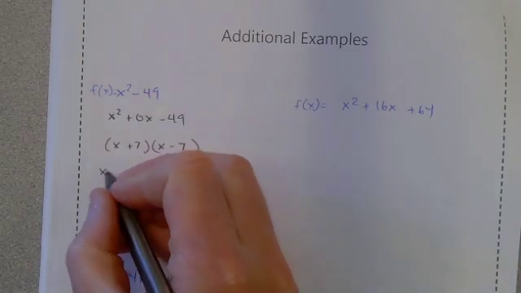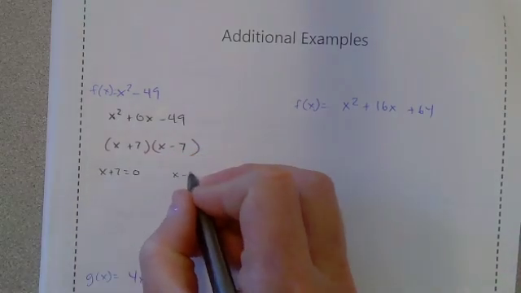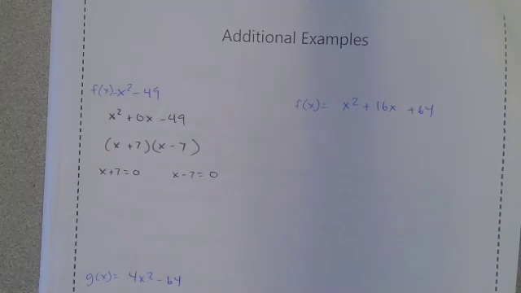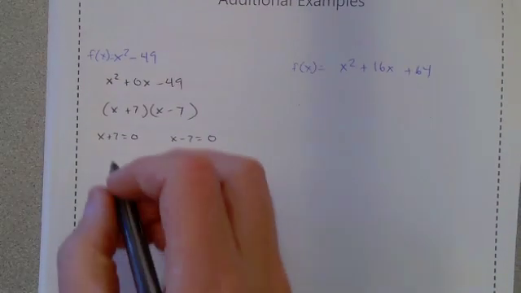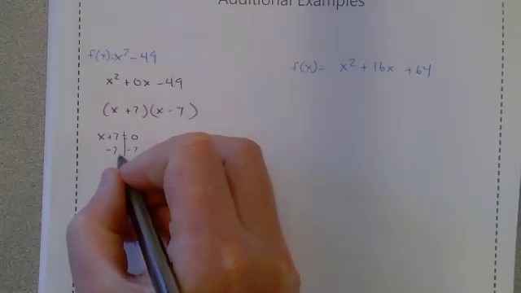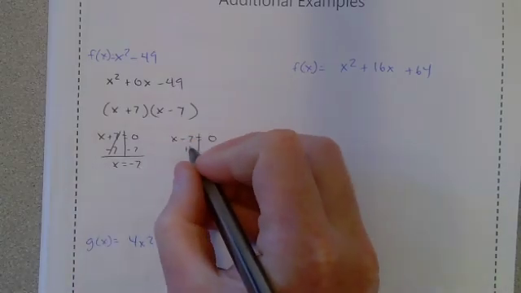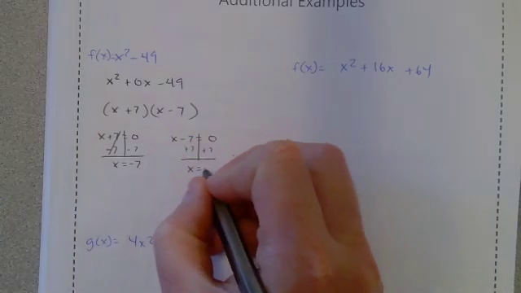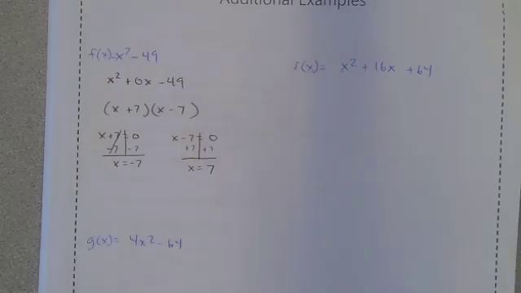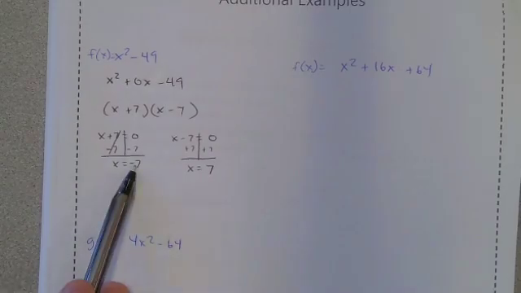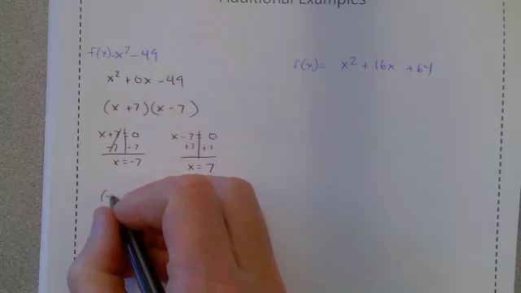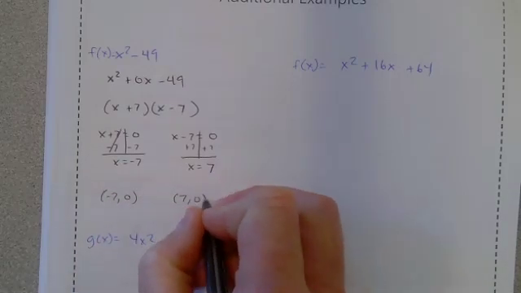All right, so now I'm just going to set each of these individual pieces equal to 0. And then we just solve like we did the other day. Take away 7 from each side, and x equals negative 7. Here I'm going to add 7 to each side, and x equals positive 7. So my x-intercepts are at negative 7 and positive 7. Or you could say negative 7, 0, positive 7, 0.